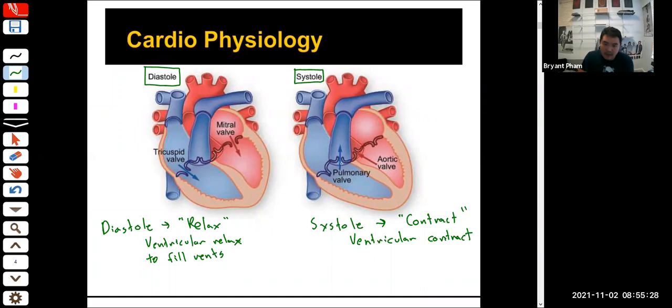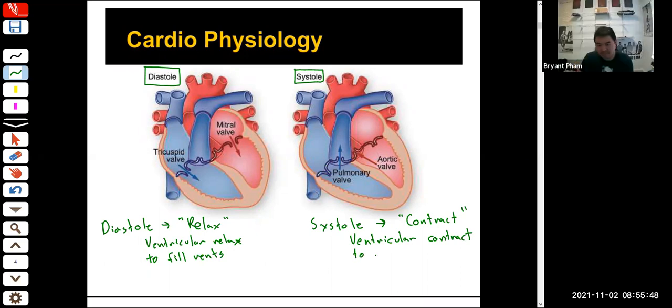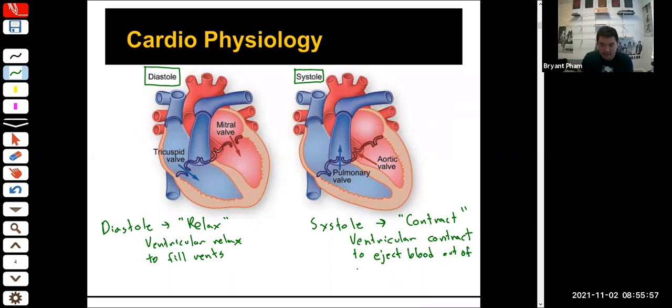To fill those ventricles. Here, notice my AV valves are shut, but now my semilunar valves, they're the ones in the center here, my semilunar valves are open. Why? To get blood to the rest of the body. I'm going to say to eject blood out of the ventricles.